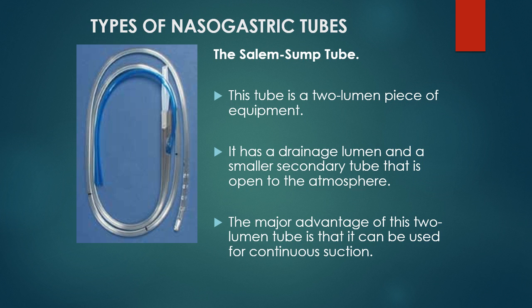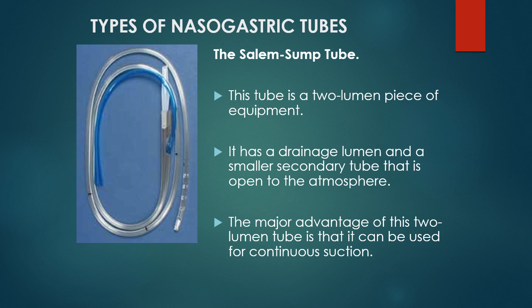So the Salem sump tube is a 2-lumen tube. It has a drainage lumen and then a smaller secondary tube that is open to atmosphere. And you see this little blue pigtail, that's the air vent. That's connected to the air vent.